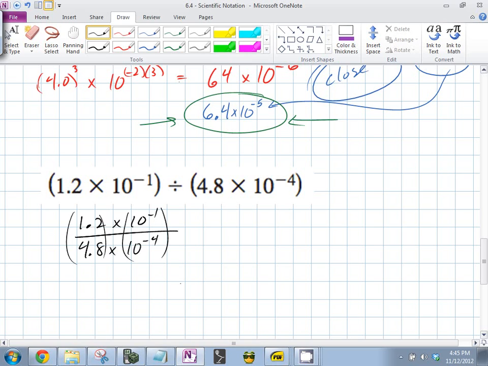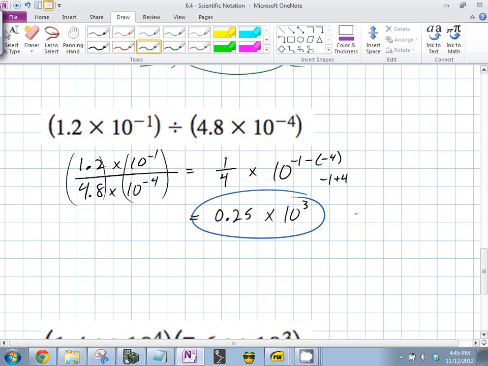And then you have 10 to the negative 1 minus negative 4. Remember, you subtract the exponent if it's the same base. So you have 0.25 times 10, and remember, it's negative 1 plus 4 because it's minus a negative, 10 to the third. This, again, is close. It's not quite in scientific notation, but it is close because 0.25 is less than 1. We're going to make 0.25 10 times bigger, 2.5. But if we make that 10 times bigger, we need to make 10 cubed 10 times smaller and turn it into 10 squared. So this would be the final answer right there.